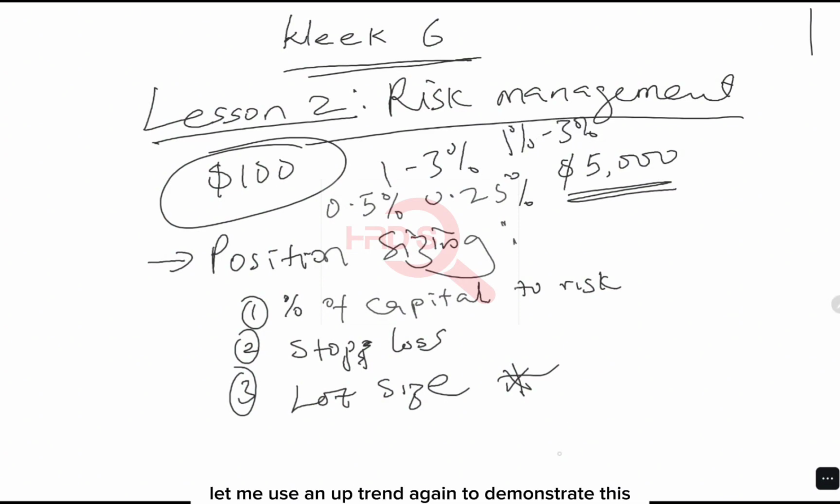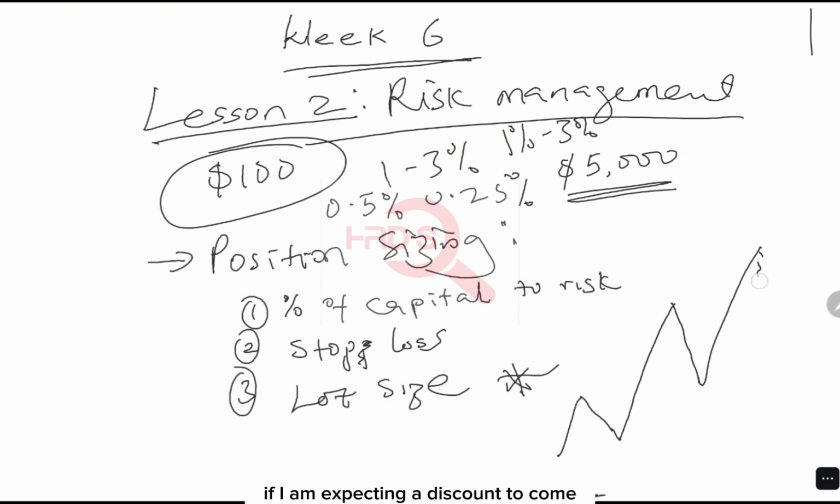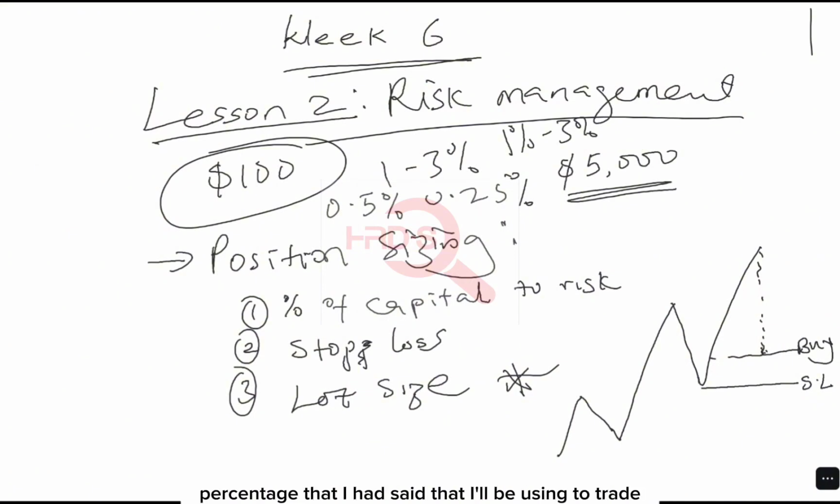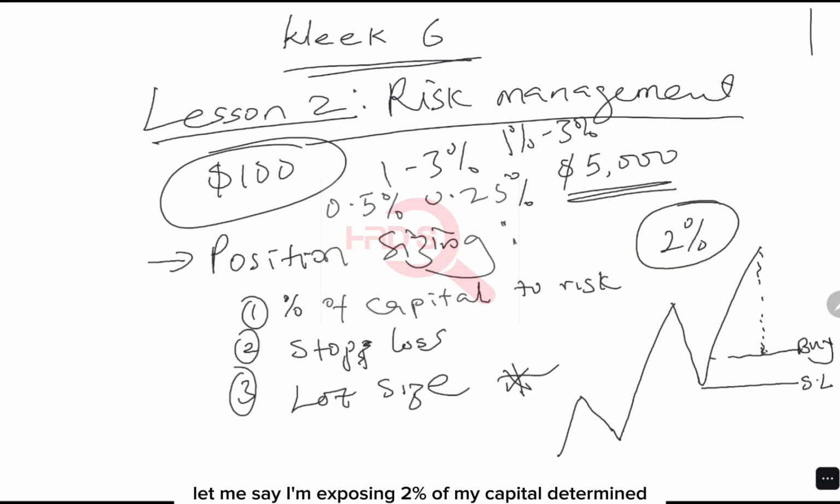Having said that, let me use an uptrend again to demonstrate this. If I am expecting a discount to come all the way down here, and let me assume that now price is here and I want to buy, and then my SL is supposed to be here, my stop loss. The first thing I do is I go back to my money management rule and find out what percentage I had said that I will be using to trade. If I am going to be exposing 1% or 2%, let me say I'm exposing 2% of my capital determined.